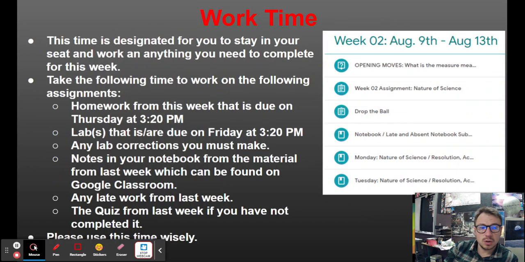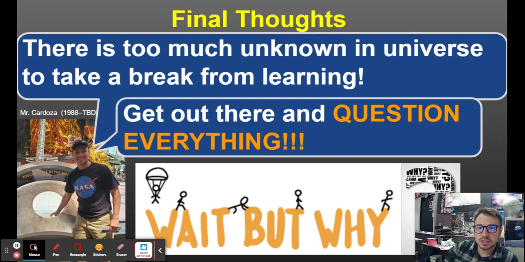Just make sure you get the homework from this week done, the homework from last week done, the Arecibo challenge, if you haven't gotten that done, and the quiz from last week, that's going to be open. Make sure you get that done. And make sure you have a notebook when you come in Monday. So there is plenty of stuff to be working on during this time.